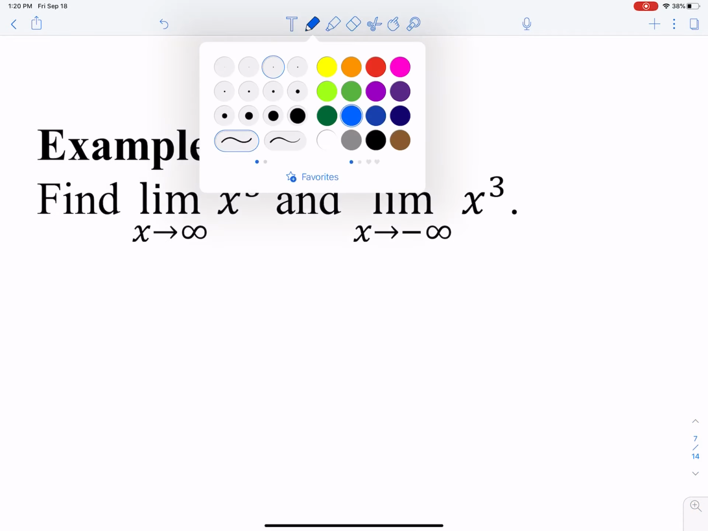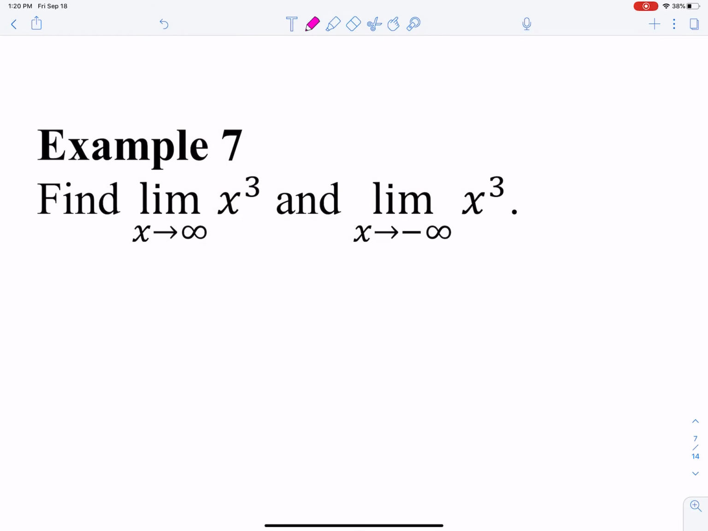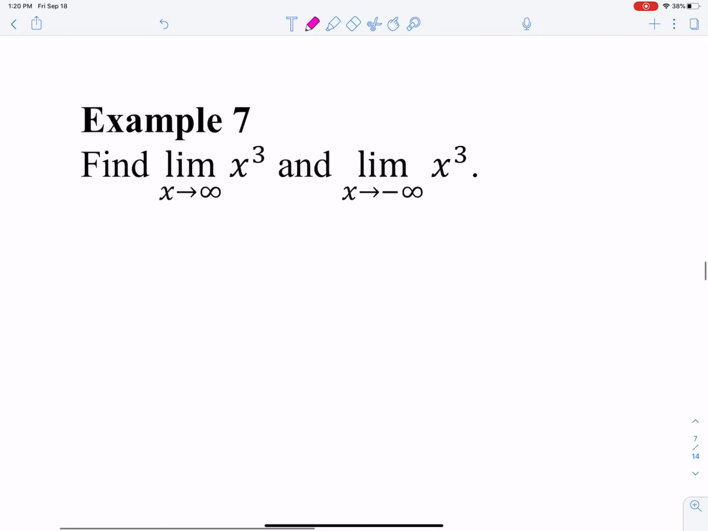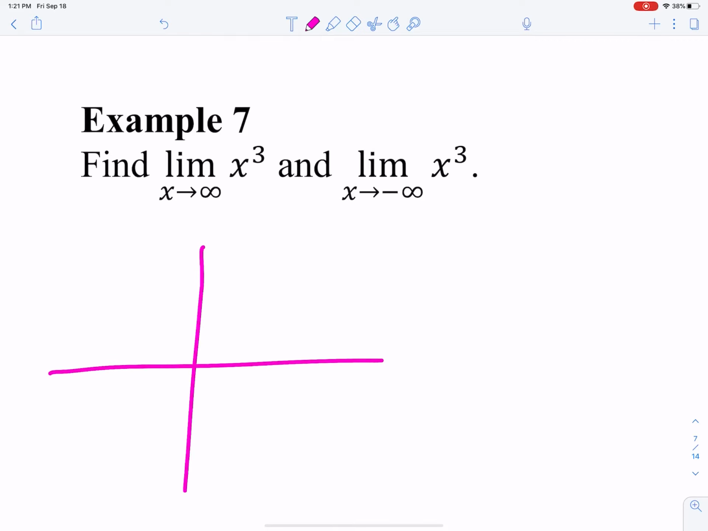Example 7. All right, find the limit as x approaches infinity for x cubed and negative infinity for x cubed as well. Again, you're probably thinking, well, some crazy, huge algebraic manipulation. Nope. By now, you should know what an x cubed graph looks like. All right, it's a broken parabola.